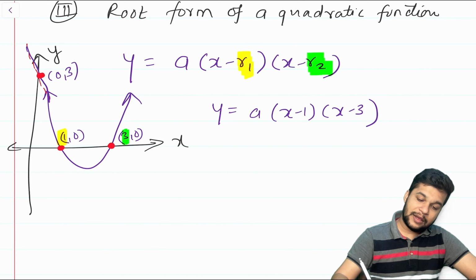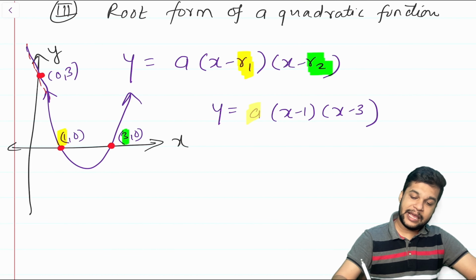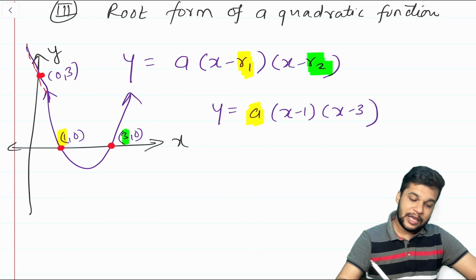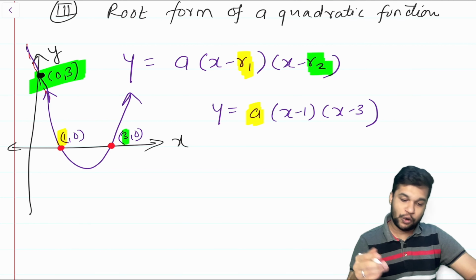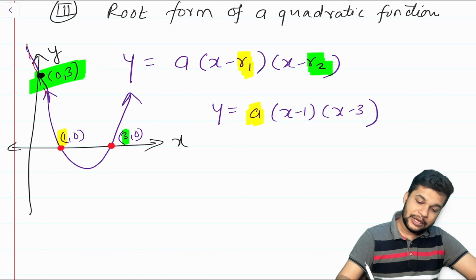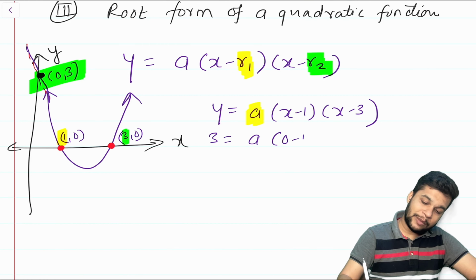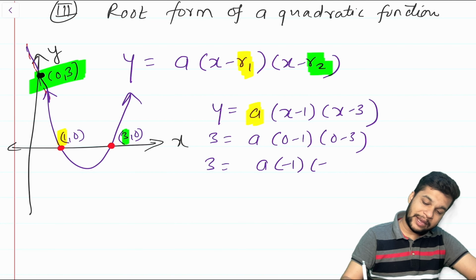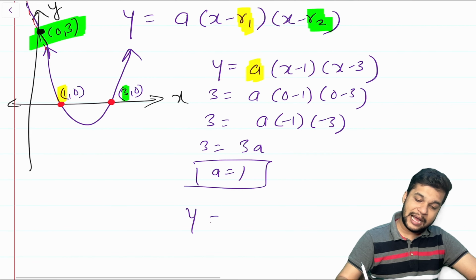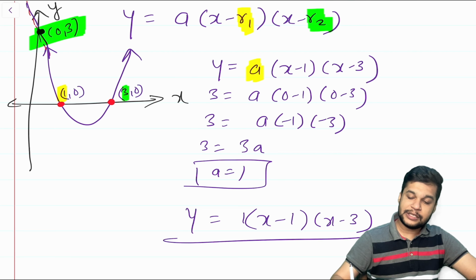Okay. So I have the quadratic function, but a is still unknown. So how do I find the value of a? If you observe, we know that it is passing through a point 0, 3. So let us substitute x as 0 and y as 3. So 3 equal to a times 0 minus 1 into 0 minus 3. So 3 equal to a times minus 1 into minus 3. So 3 equal to 3a and a equal to 1. Which means your quadratic function will be y equal to 1 times x minus 1 and x minus 3. This is your quadratic function.